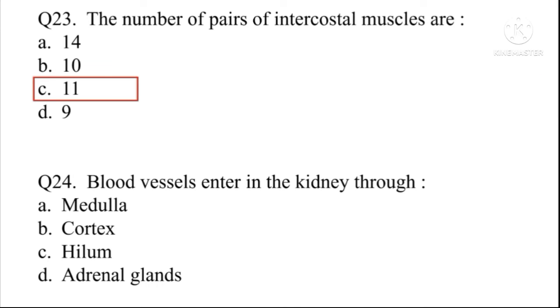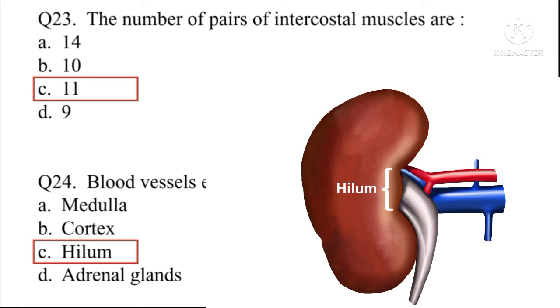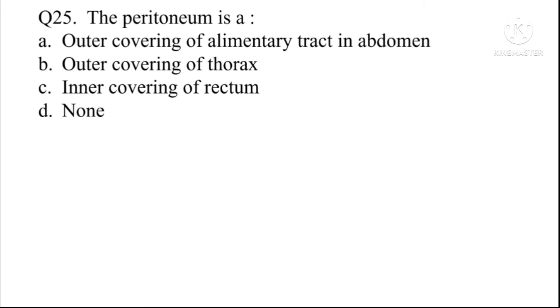Next question is, the blood vessels enter in the kidney through, options given are option A, medulla, option B, cortex, option C, hilum, option D, adrenal glands. Its correct answer is option C, hilum. So the blood vessels enter or exit through hilum.